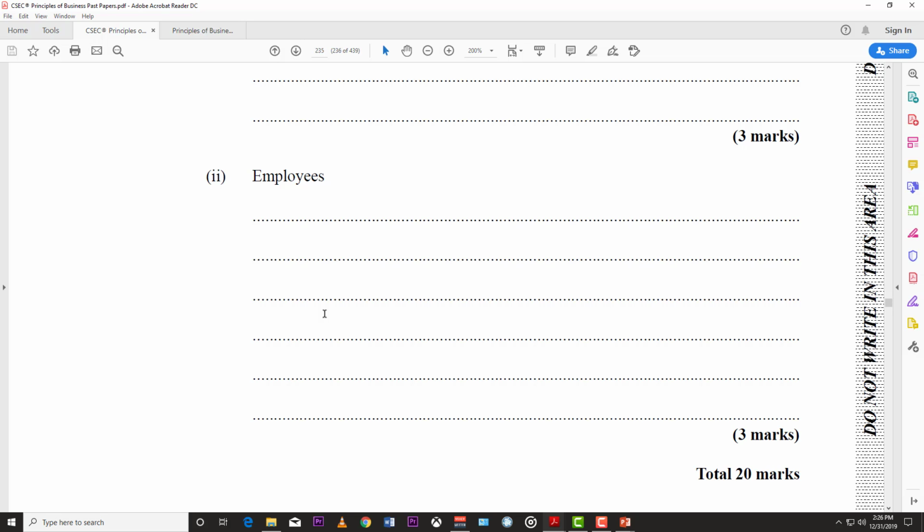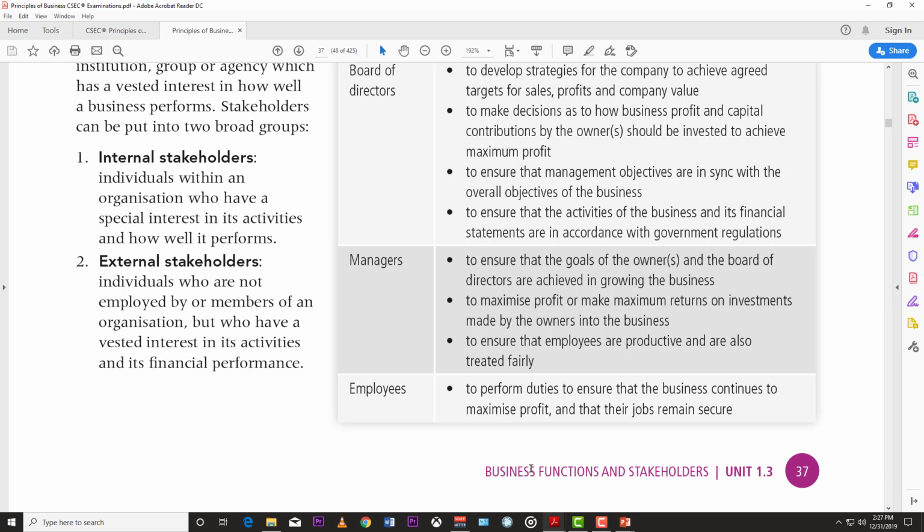Like, you don't say them versus us. You identify with the business, and so therefore you do your best to help it to succeed. You put in your all into that business. So again, the textbook has it here. Employees, you have to perform duties to ensure that the business continues to maximize profit and that your job as an employee remains secure. So you don't want to be stealing from the company. You don't want to bring confusion to the company. So, you just do what you have to do, 110% if you want to, and be happy doing it so that the company can maximize profit, because that would in turn help to secure your job.